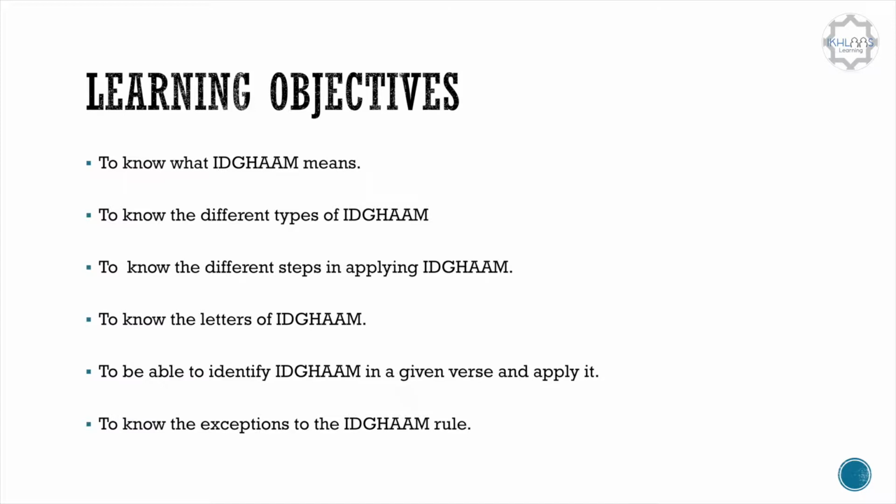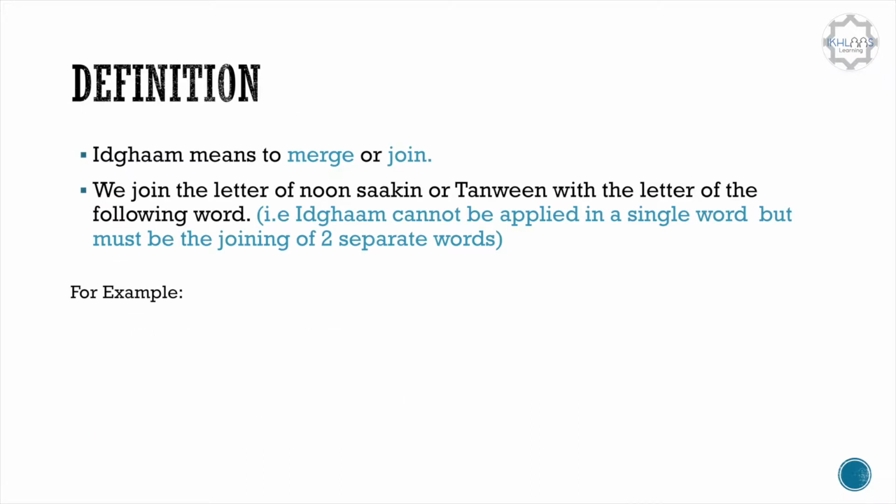Number 4, to know the letters of Idghaam. Number 5, to be able to identify Idghaam in a given verse and apply it. And finally, to know the exceptions to the Idghaam rule. So what does Idghaam mean?